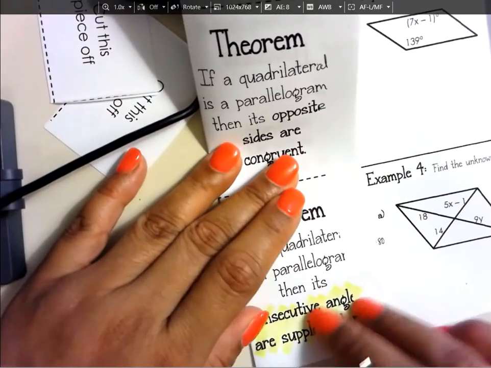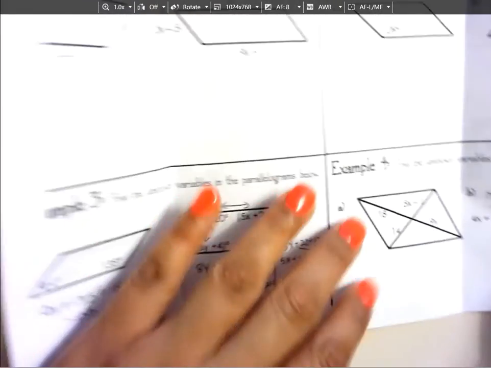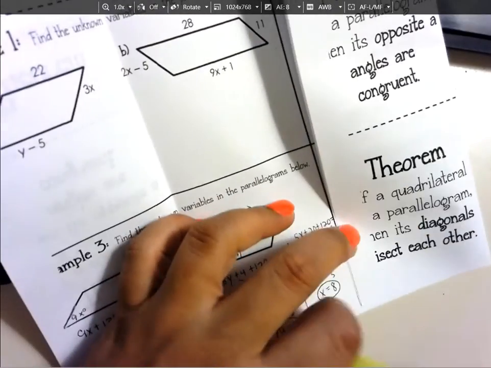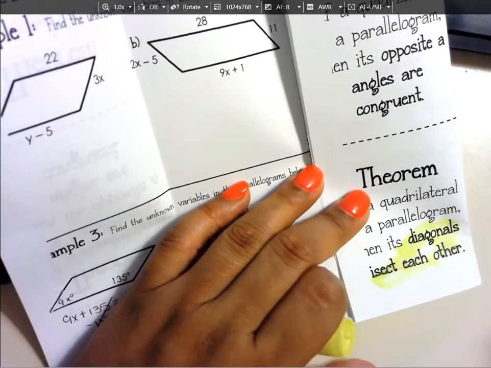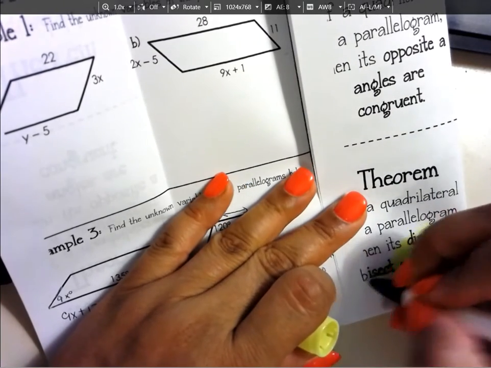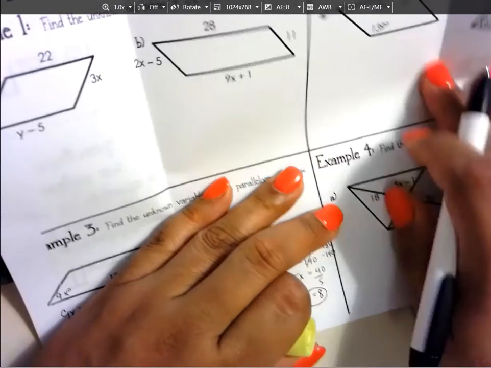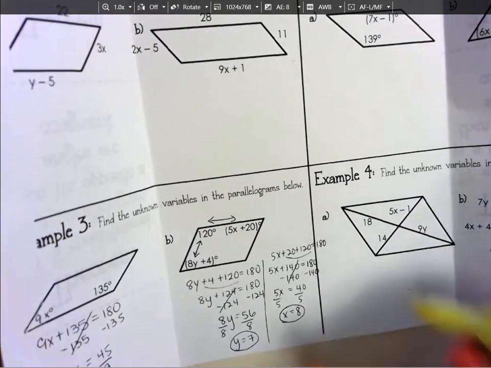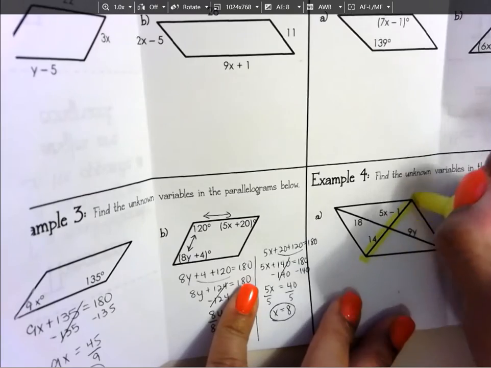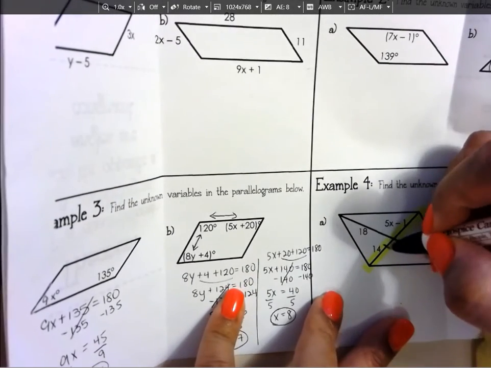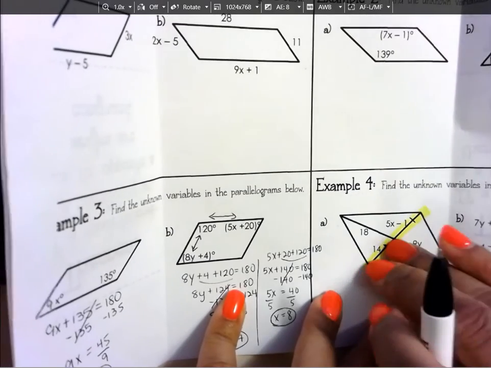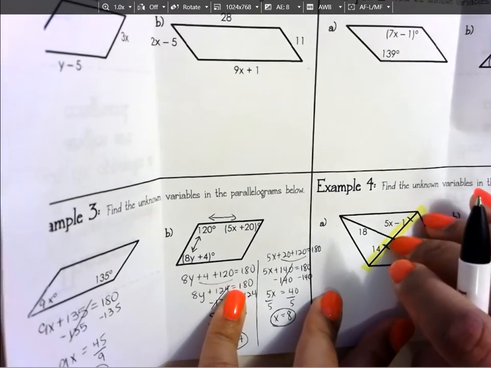So that's this theorem that consecutive angles are supplementary. The last theorem is that diagonals bisect each other. Okay? Diagonals bisect each other. And what does that mean? That means that if you take a diagonal, that this diagonal is bisecting this one, or that these two pieces are congruent.